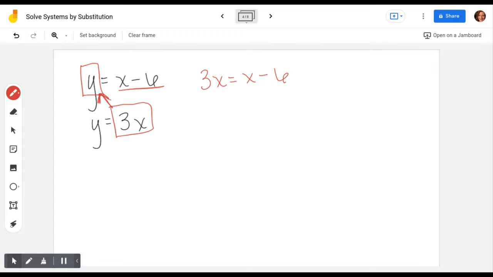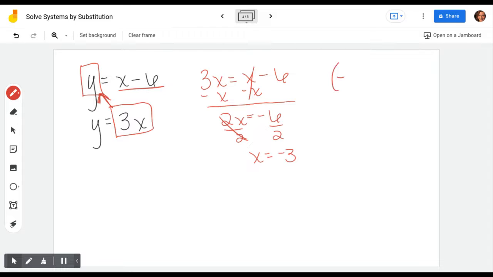So now I'm going to solve this. I'm going to get my x's together, so I'm going to subtract an x from both sides. That leaves me with 2x equals negative 6. I'm going to divide both sides by 2, and I get x equals negative 3.